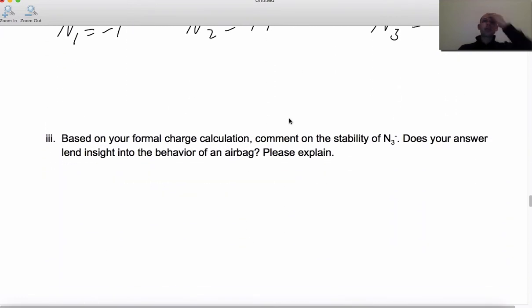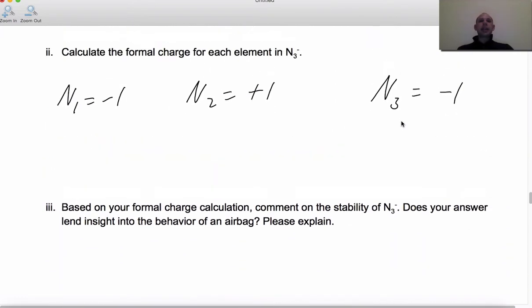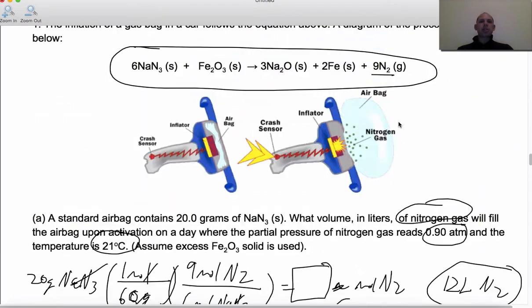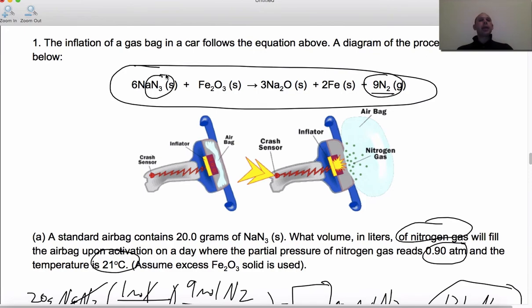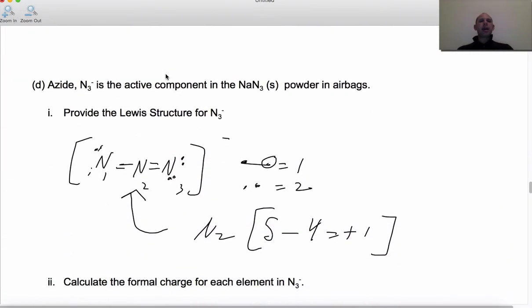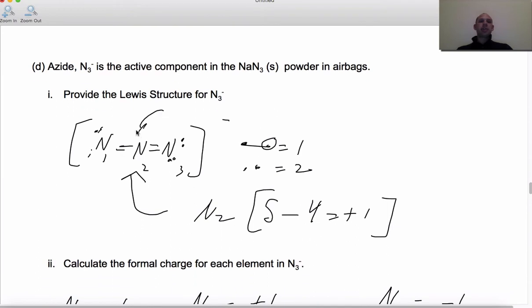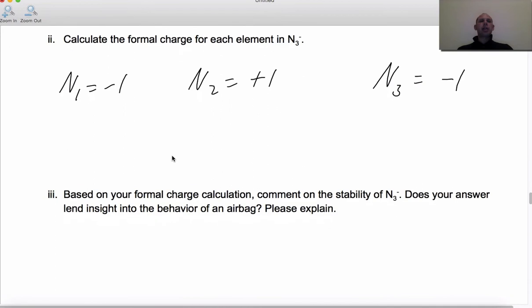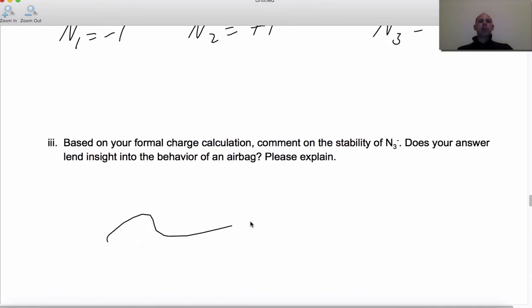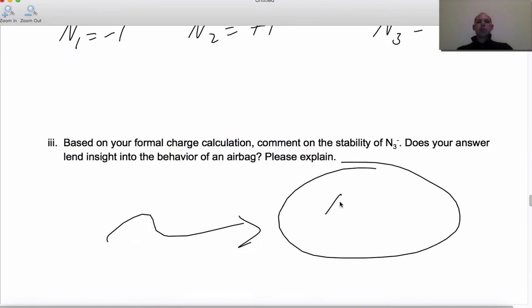Okay, based on your formal charge, does it lend insight into it? Well, in order for this reaction to really happen, this N3 has to decompose into N2. And it's going to decompose if it doesn't like being the way it is. In this case, the central atom does not have a formal charge of 0. So it's a very unstable element and very prone to forming N2 and really filling that airbag.